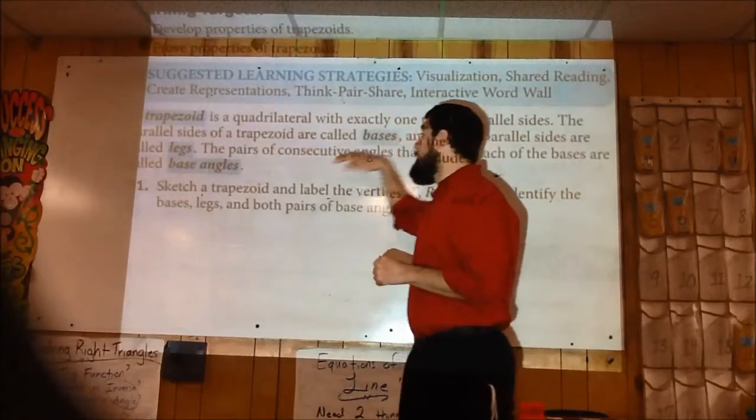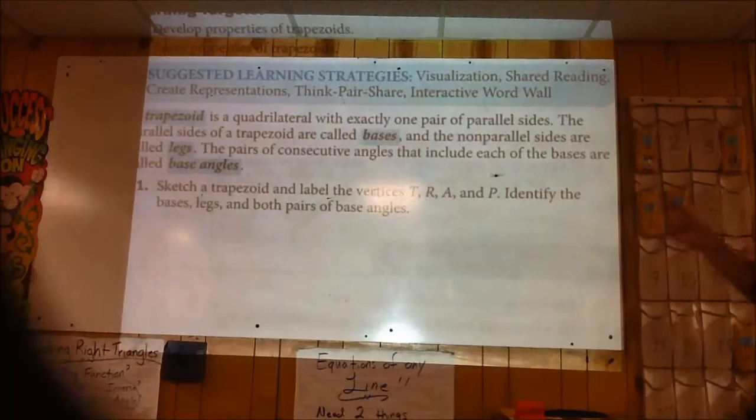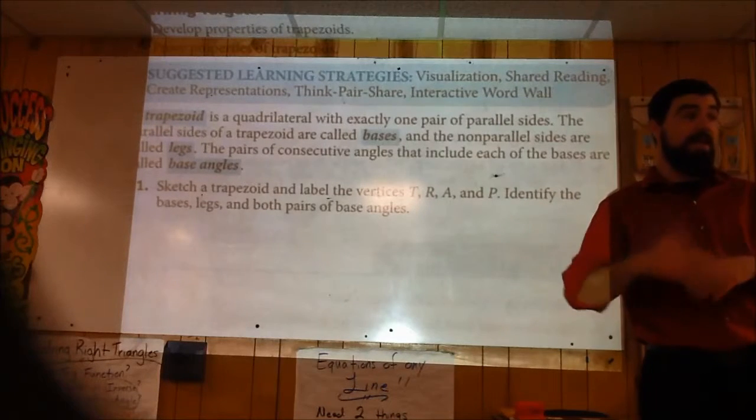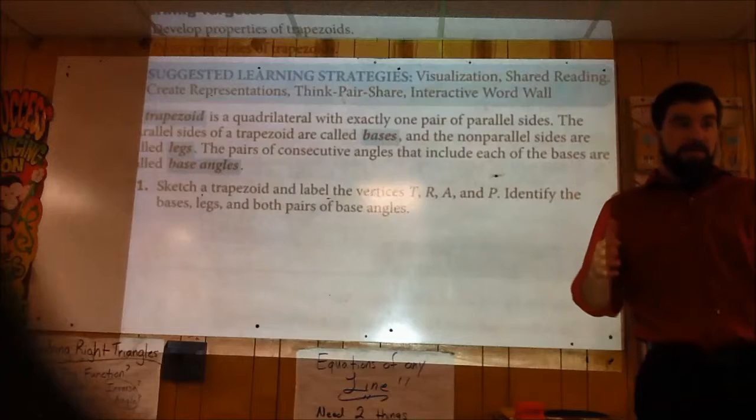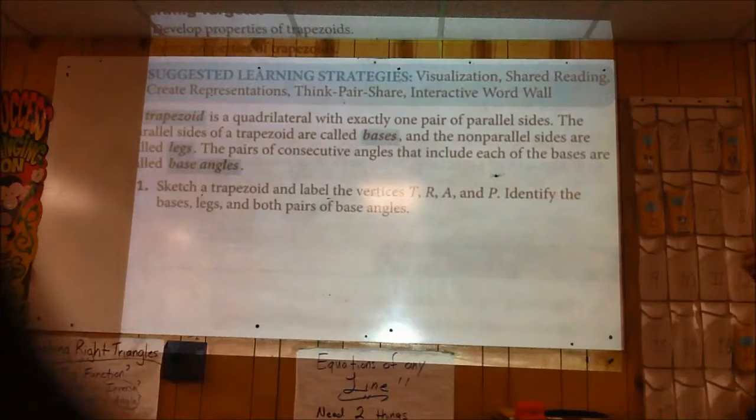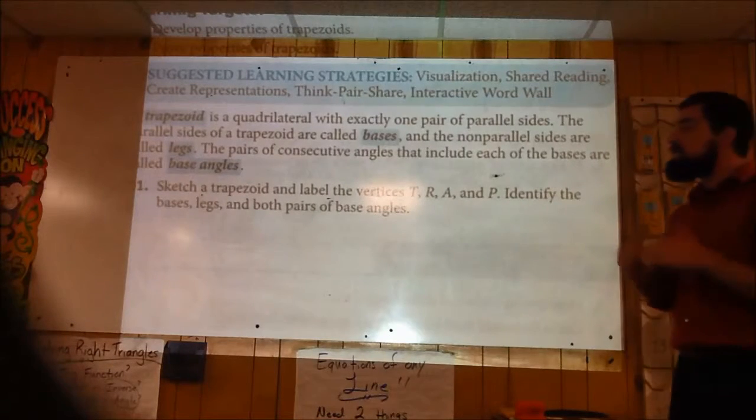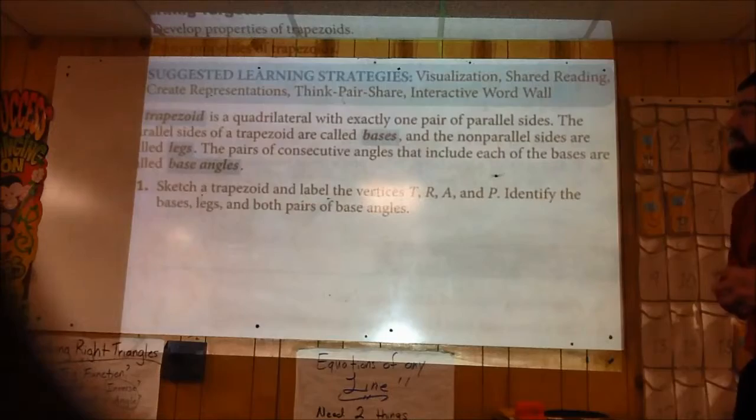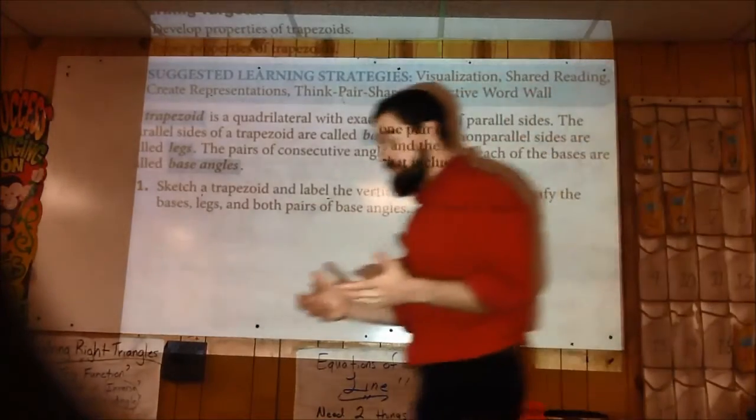It is a quadrilateral. Then it tells us that a trapezoid is a special quadrilateral with exactly 1 pair of parallel sides. That means you must show that 1 pair of opposite sides are parallel and the others are not. You have to show that the others are not. So the 2 sides that are parallel are called the bases, and then the 2 non-parallel sides are the legs, and we identify the base angles and so on and so forth.